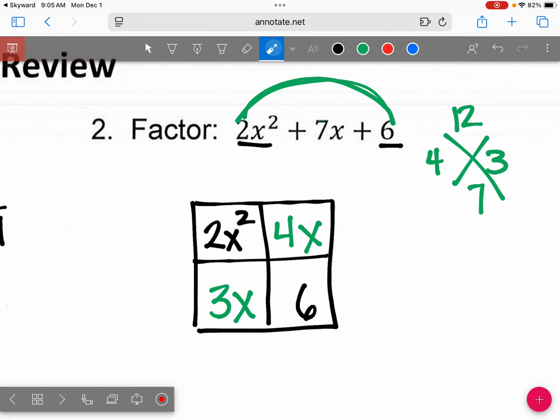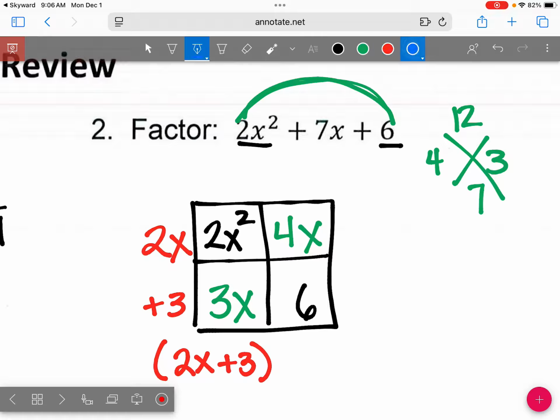All right, so if I look at these 2, both of these numbers can be divided by a 2 and by an x. All right, show me with your fingers, what's the number that I could take out of the bottom row? What number goes into 3x and 6? Yep, good, 3. So that means that my first factor would be 2x plus 3.